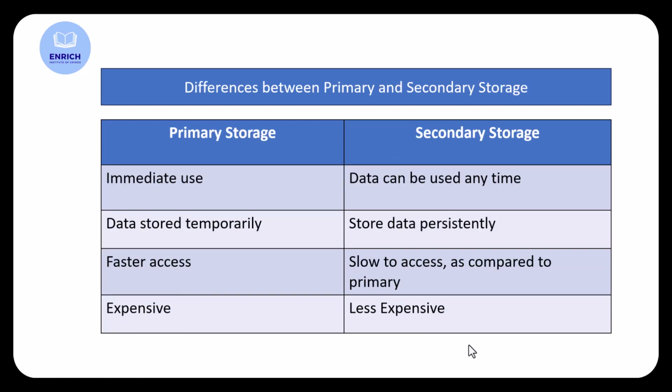Okay, I think this is the last one, and this is the difference between the primary and the secondary storage in a computer. So the primary storage is mostly RAM and the registers and all these things. The primary storage is used for immediate use. So as and when the applications are opened, the data is stored onto the RAM and it is taken up.